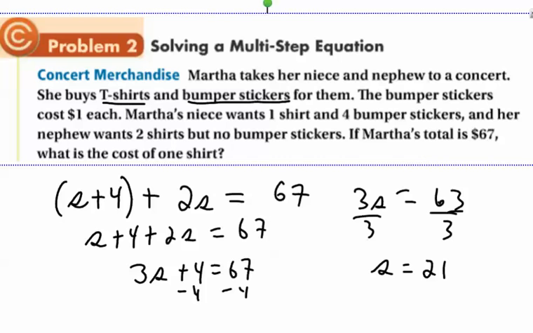Now, that's actually kind of cheap, because when you go to concerts nowadays, they're usually like $30. So that's actually a deal. Must be a One Direction t-shirt.